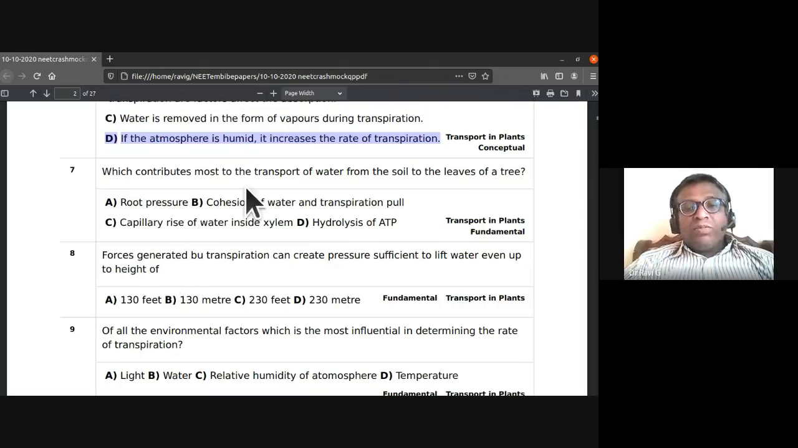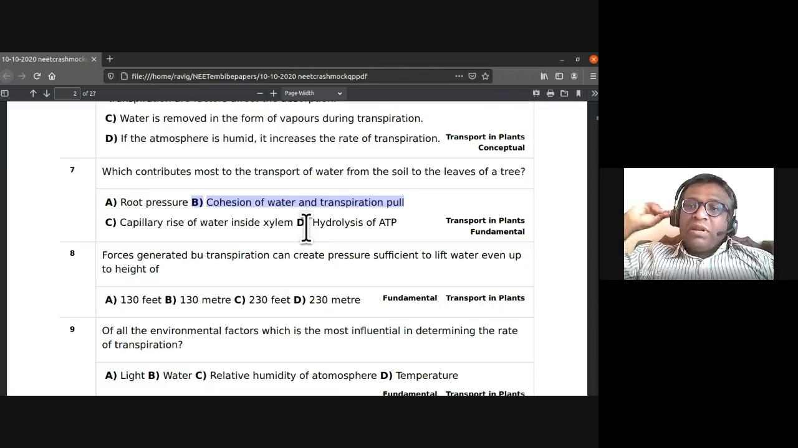Which contributes most to the transport of water from the soil to the leaves of a tree? Root pressure, cohesion of water and transpirational pull, capillary rise of water, or hydrolysis of ATP. B is the right answer. Cohesion of water and transpirational pull contribute the most to the transport of water from the soil to the leaves of a tree.